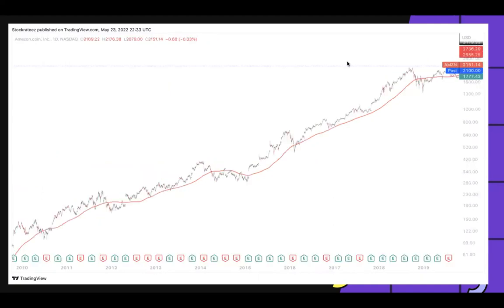Here's the Amazon daily chart. As you can see, it pretty much respected the 200-day moving average. Here it gets a little funky, but typically, as long as the trend is still intact, the long-term trend is going to respect the 200 SMA. It's been respecting it since 2015.